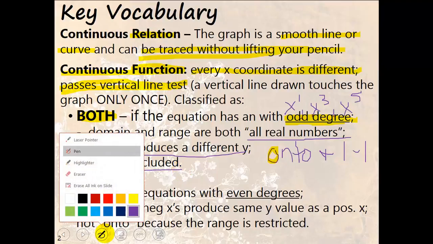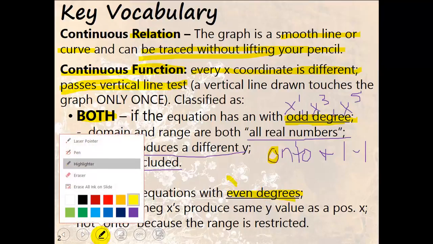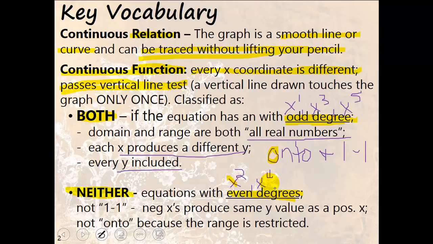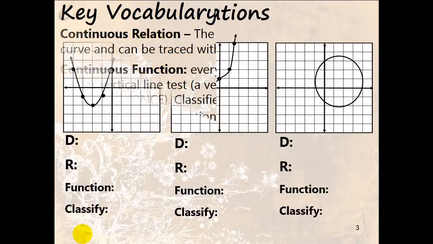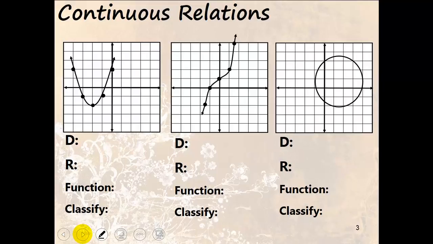Now, if you have an even degree polynomial like x squared, or x to the fourth, or x to the sixth, your ends are going to go in the same direction. That's what evens look like. If they are even, then they are not one-to-one, because negative x's can produce the same y values as a positive x. They're not onto either, because the range is restricted. There's going to be a minimum value or a maximum value. It's not going to go off in both directions. So you might want to listen to that slide over again to get a feel for what's going on here.